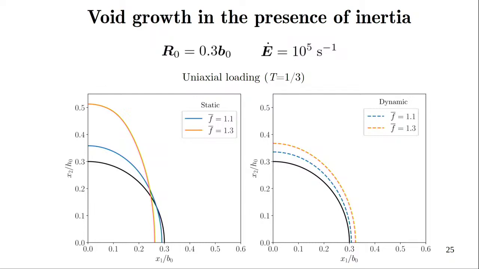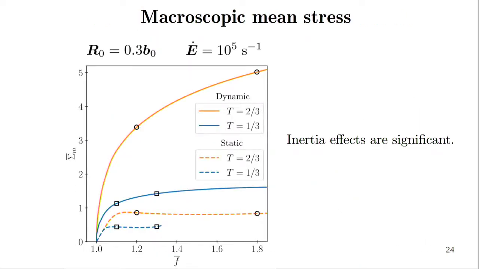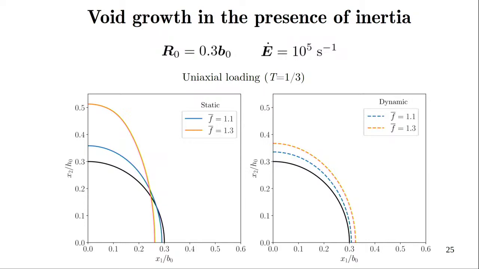Here what I am showing is the void growth profile at constant f dot. For example, for 1 by 3, I am looking at the void growth at these two points. This black line shows the initial shape of the void, whereas the blue line and the orange line show the void growth at two successive instances.